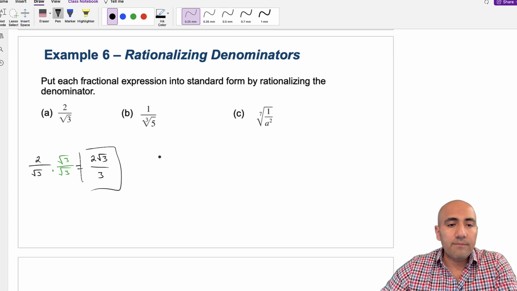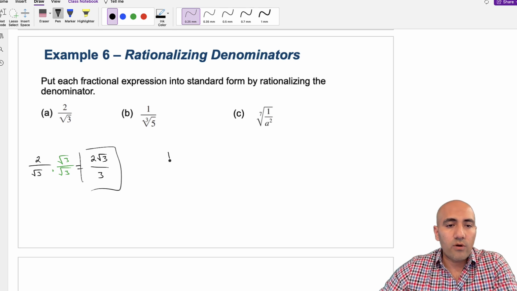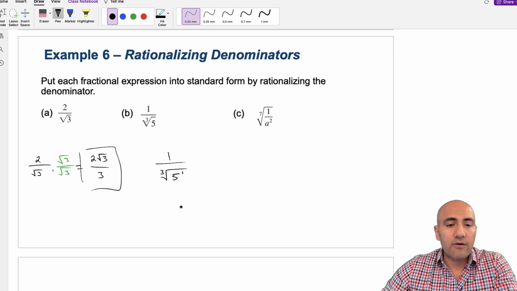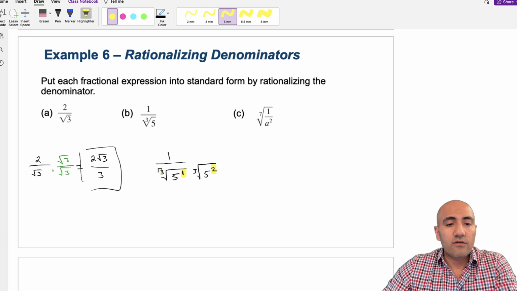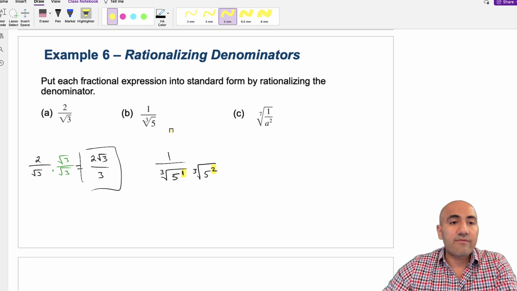Okay, for part B, we have 1 over the cube root of 5, right? So 5 to the 1st power. So again, if I just did the cube root of 5 times the cube root of 5, that does not equal 5. I need 2 copies of 5, right? Because 1 copy here and 2 copies there will give us 3. This and this will give us 3 copies of 5. So the cube root of 5 to the 3rd power equals 5. So that's what will help us unlock that 5 from the denominator.